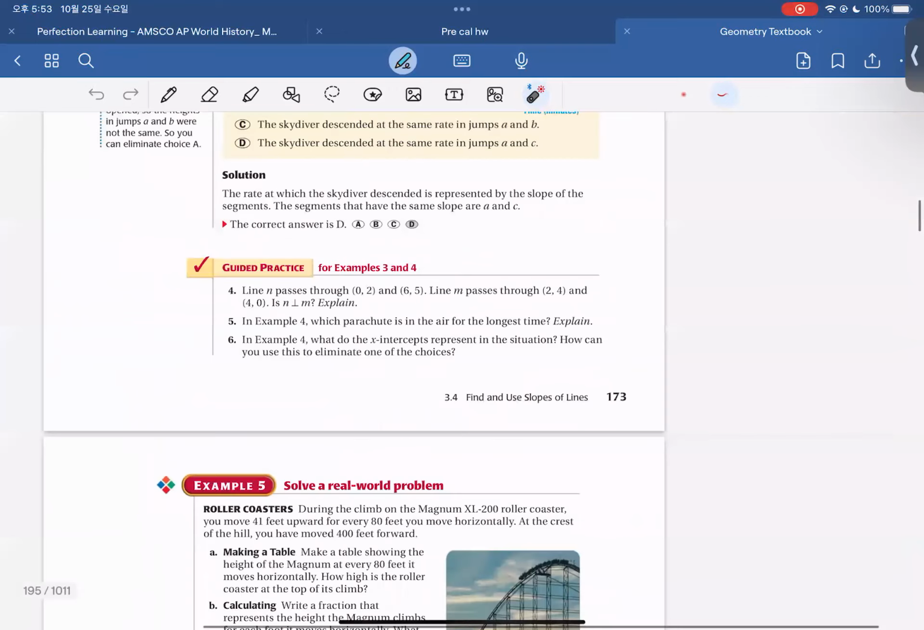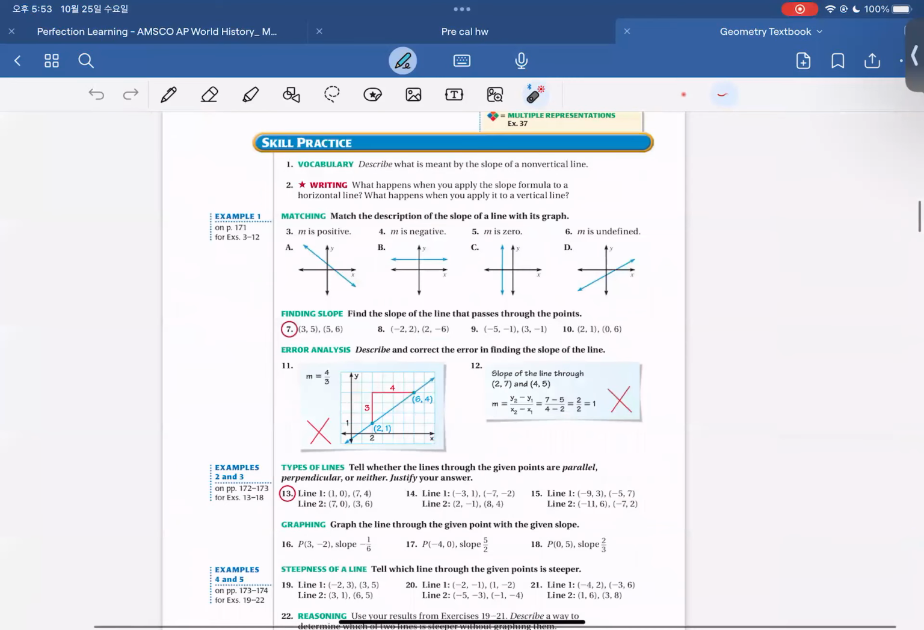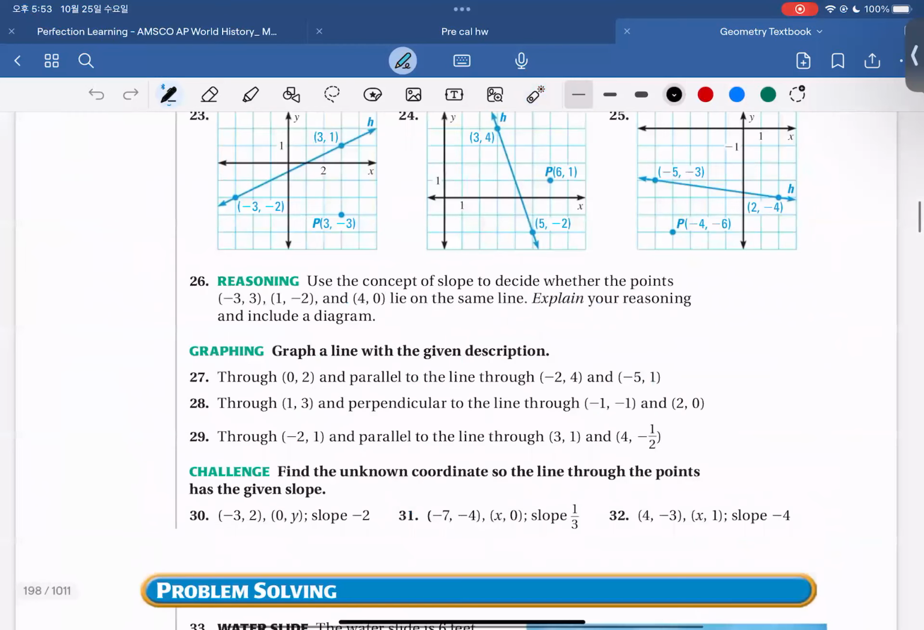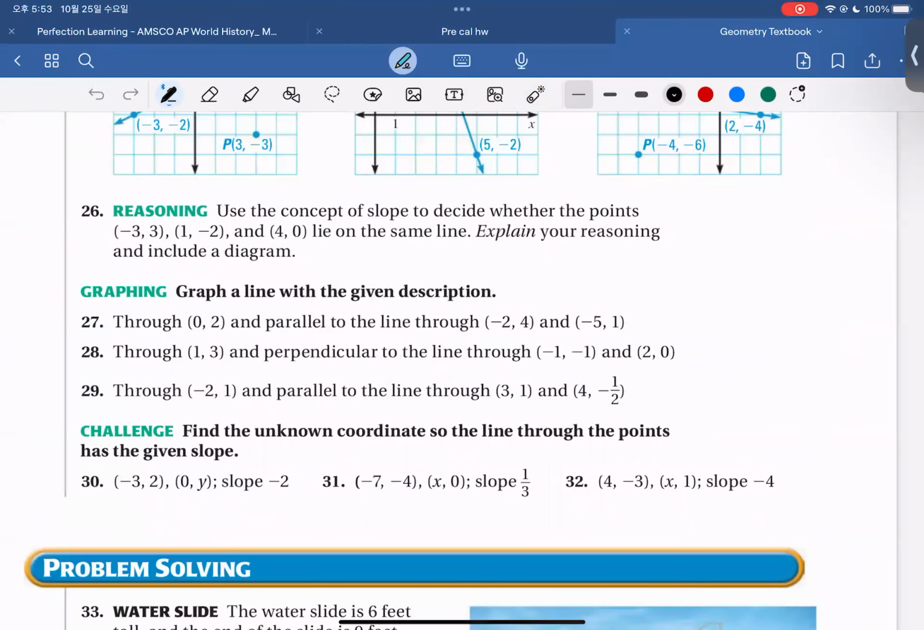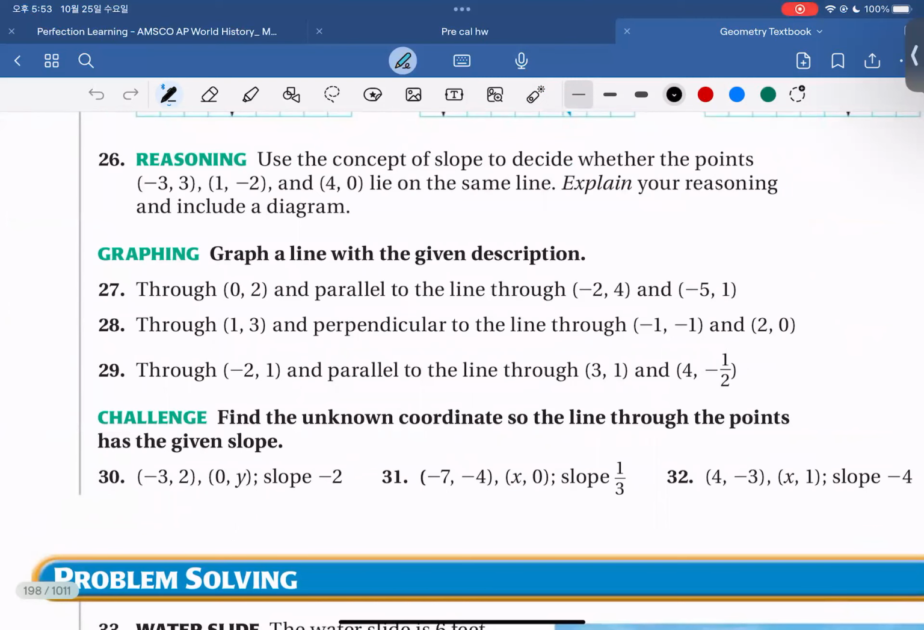Honestly, this chapter is really straightforward, especially because it's a review of algebra, pre-algebra specifically. But let's graph a line with a given description: through (0, 2) and parallel to the line through these points. Because we already know the y-intercept is 2, since they gave us the point. And when we find the slope, we do 1 minus 4 over -5 minus 2, which is -3 over -3, so the slope is 1. So we can write y is equal to x plus 2.